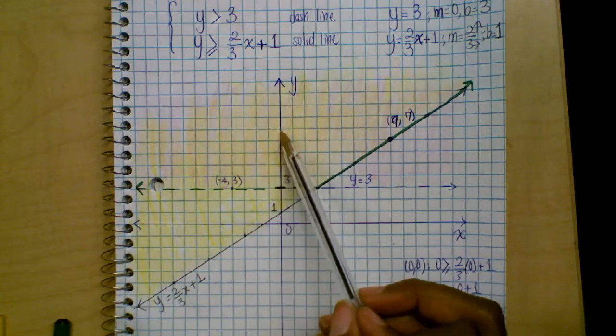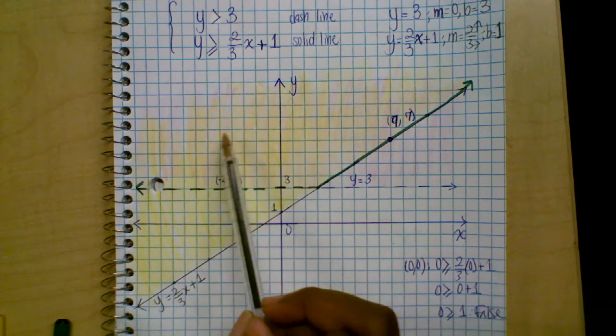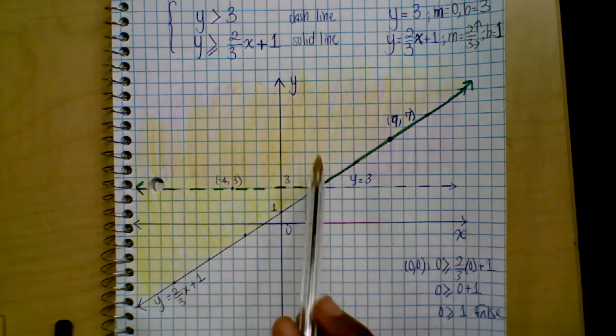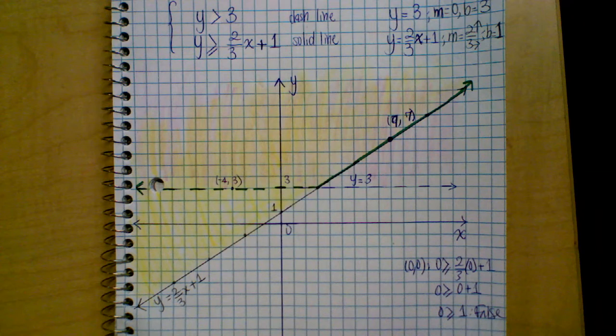It can also be here. Any point right here where both shades overlap, those pairs are also solutions.